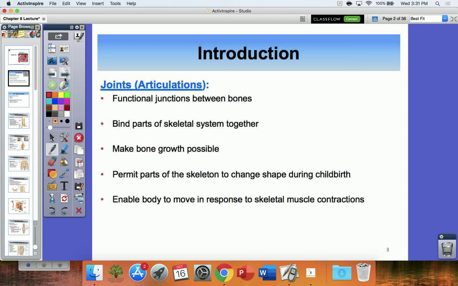And that's going to be what allows for movement, and it's going to, of course, bind bones together, and it's going to allow growth. It allows for things to change, specifically during necessary parts of our lives, like childbirthing. For instance, the skull that's not fused when we're born, those sutures aren't fused so that they can change shape and allow for childbirth.